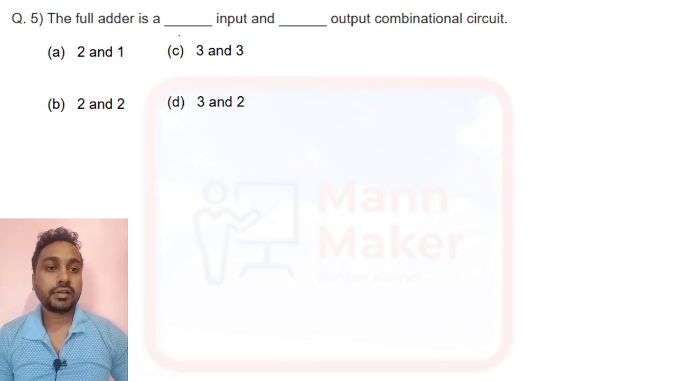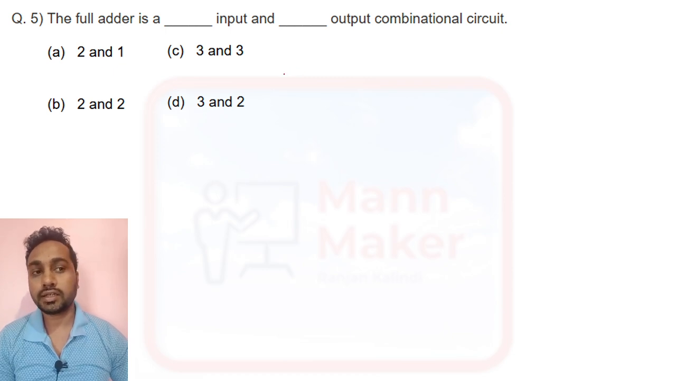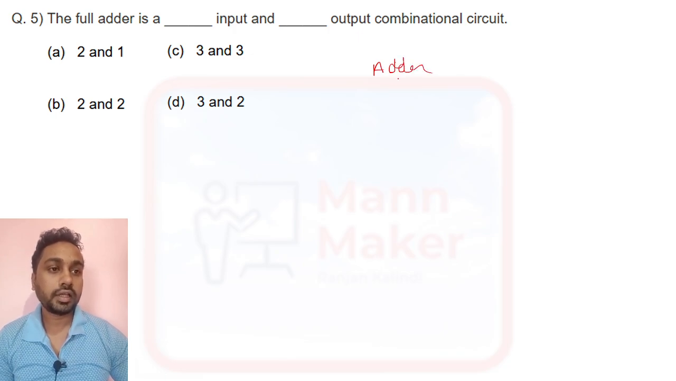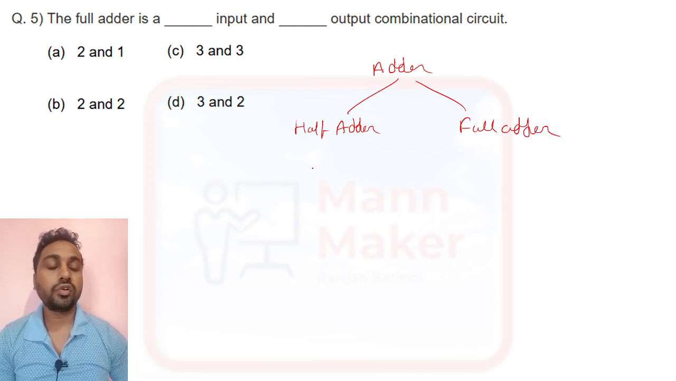The full adder is dash input and dash output combinational circuit. So an adder is a combinational circuit, we know already. If we talk about adders, then we have half adder and full adder.